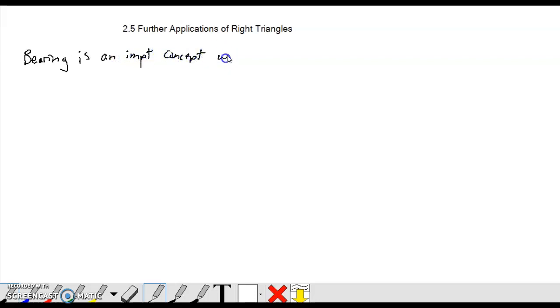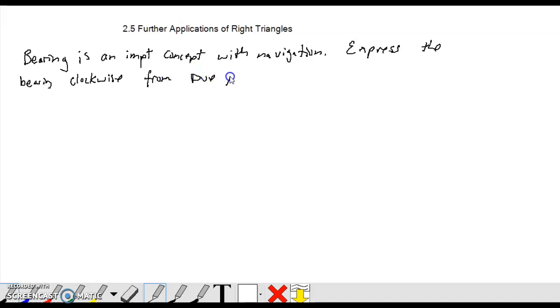in navigation. And what we want to do is express the bearing clockwise from due north. And if we do that, that means that this will be a single number. Okay, so what do I mean by that?